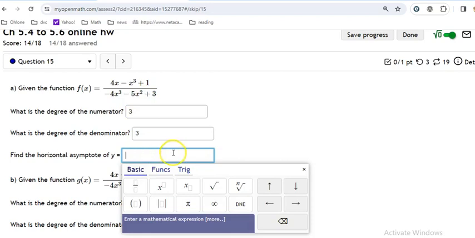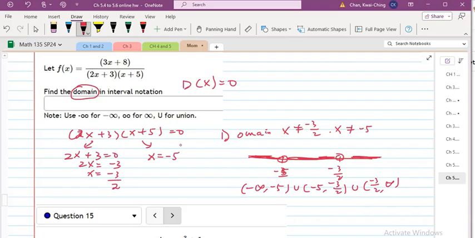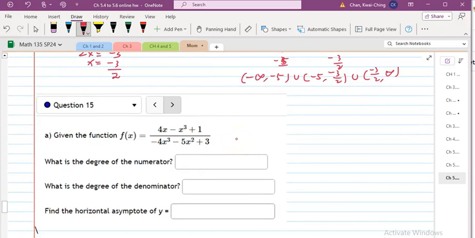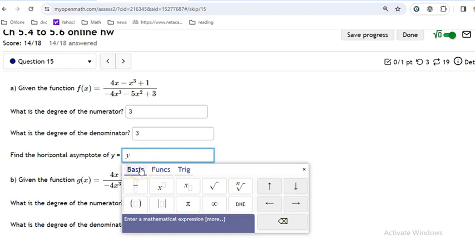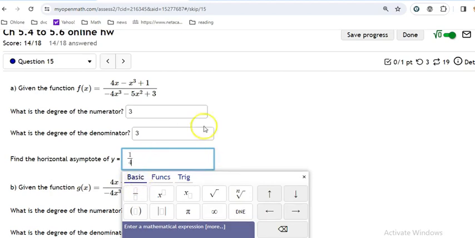So the horizontal asymptote is the ratio of their coefficients. I'm going to look for the highest term, this one and this one. Because this is 3 and 3, they have the same degree. So the horizontal asymptote is equal to a_n over b_n, the leading coefficients. What's the coefficient of the first one? Negative 1. What's the coefficient of the bottom? Negative 4. So it's y equal to 1/4. They have y equal to, so you just say 1/4.